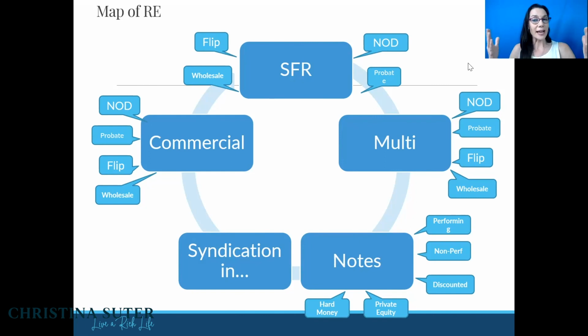So to try to simplify this, I went through a lot of detail to let you know, basically, when you're learning about real estate, there are 2 things that you want to understand when somebody's talking to you about what they're doing. What is the asset and what is the process they're using? It will help clarify for you what is the map of real estate.